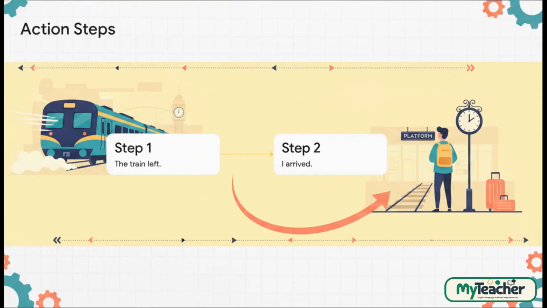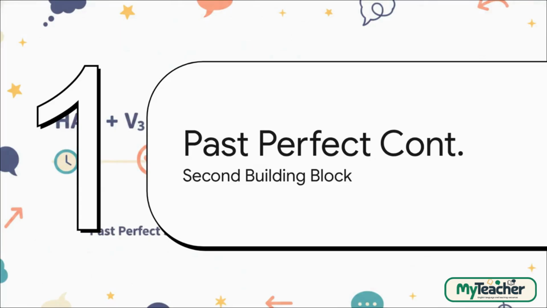Let's break this down into two clear steps to see the logic. What actually happened first? Well, step one, the train left. It was long gone. Then, step two, I arrived. Because the train leaving was the earlier action, it gets had left. Simple, right? The absolute first action is the one that gets the past perfect. All right, so that's the simple version.